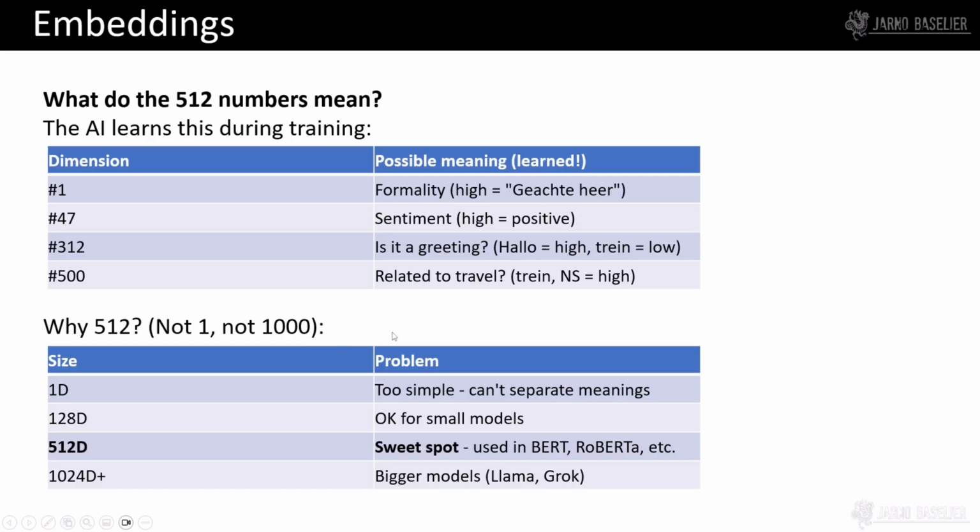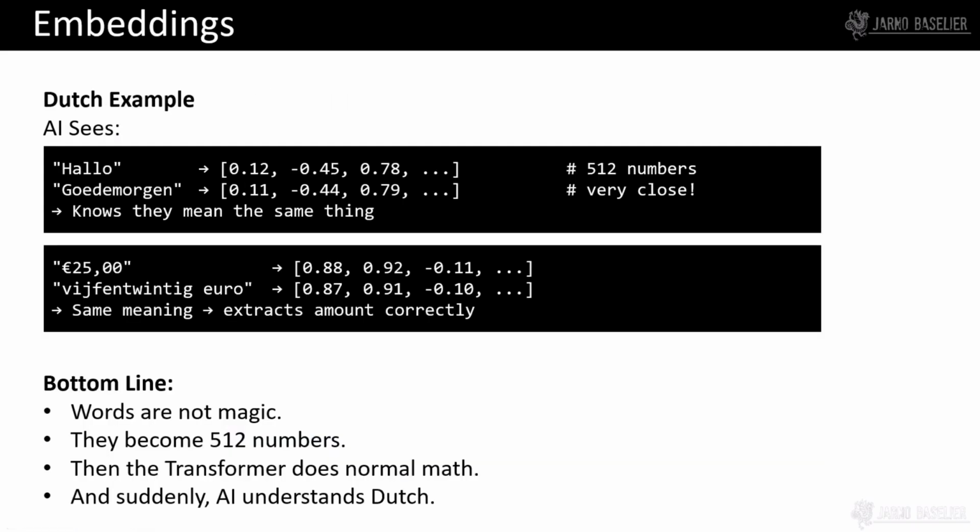So why 512 and not 1 or 1000? If you only had one dimension, it would be too simple because it can't separate meanings, because meaning happens in the lower layers. If it is just 128 dimensions, this would be okay for small models, but it wouldn't fit large models or large reasoning and meaning. 512D seems to be the sweet spot. This is used in BERT, RoBERTa, etc. And more than 1024 dimensions is especially for bigger models, Llama, Grok. But most of the time we work with 512 dimensions.